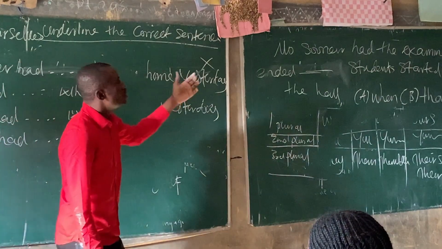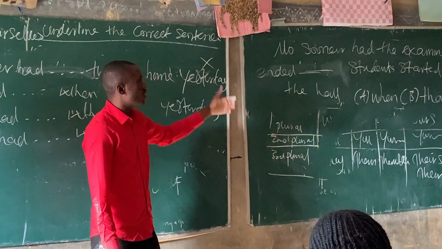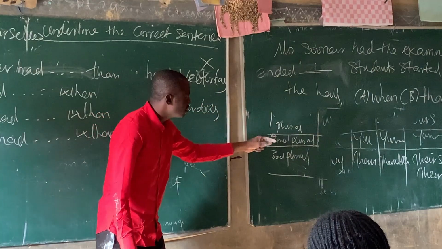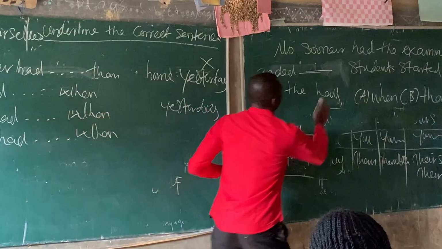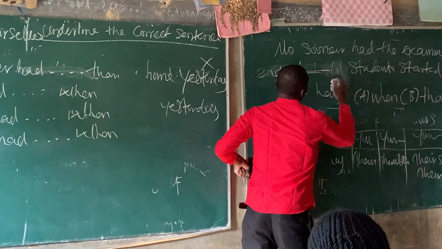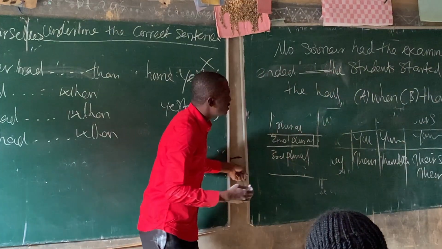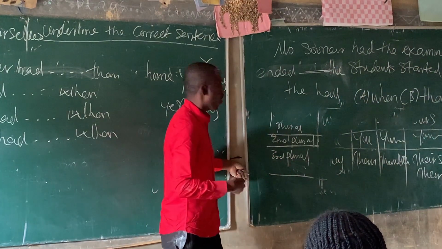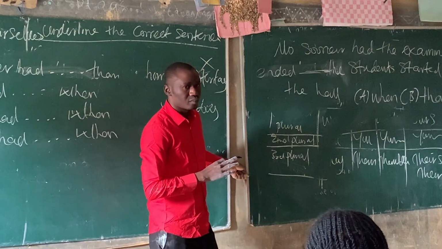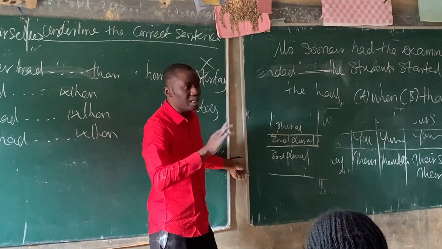Now, when you have no sooner had the examination ended, the next thing is that the student then started vacating the hall. Does it make sense to you now? Yes. The D is what you're looking for.